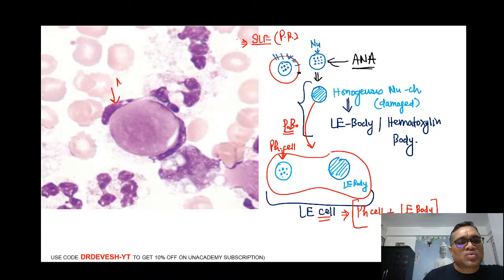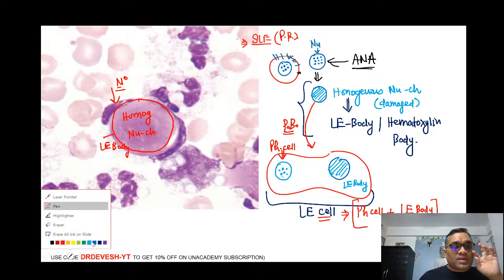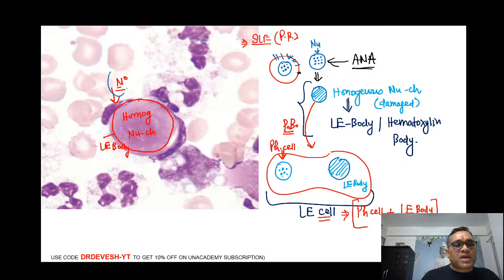You can see these are the neutrophilic nuclei, right? And in this neutrophilic nucleus, can you see this? This is the nucleus, and now you can notice there is a homogeneous nuclear chromatin. So this is the LE body. In simple words, this is the LE body which has been engulfed by a phagocytic cell, a neutrophil, and this entire structure is called an LE cell. So now understood.